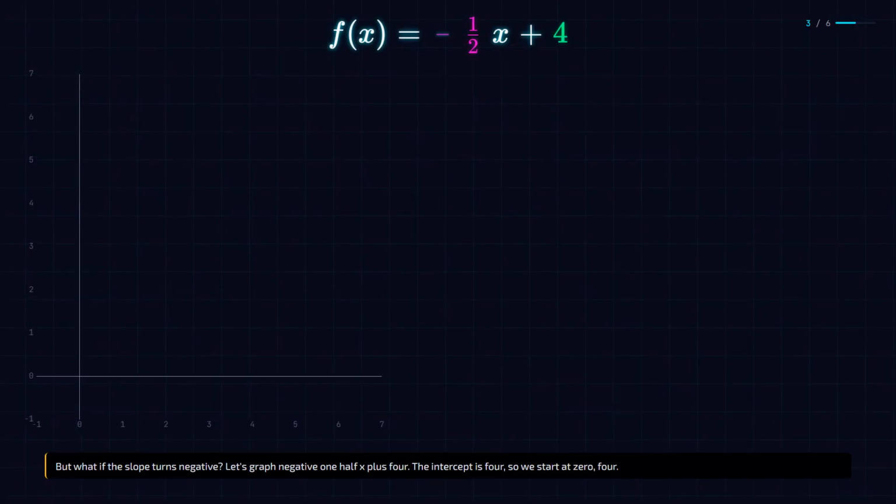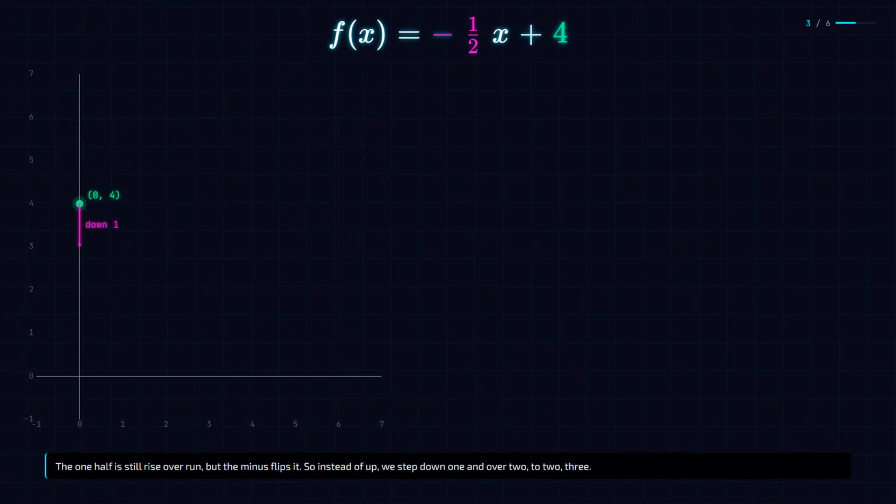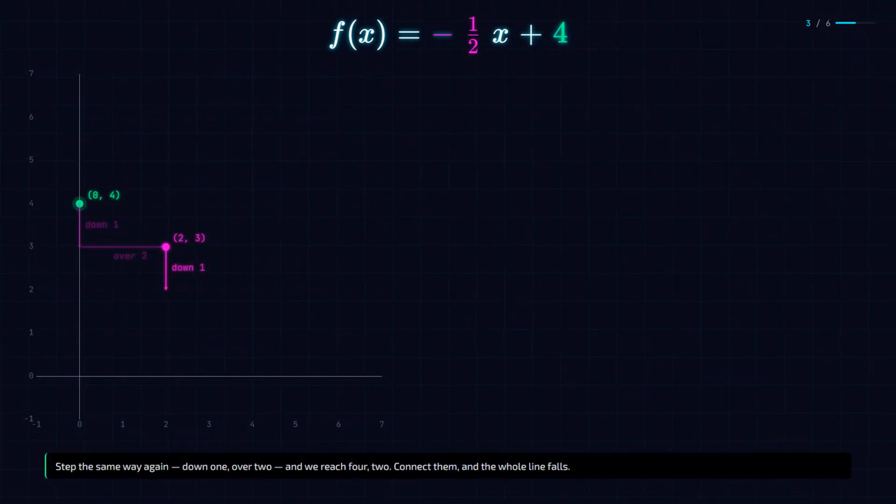But what if the slope turns negative? Let's graph negative 1/2 x plus 4. The intercept is 4, so we start at (0, 4). The 1/2 is still rise over run, but the minus flips it. So instead of up, we step down 1 and over 2 to (2, 3). Step the same way again, down 1, over 2, and we reach (4, 2).